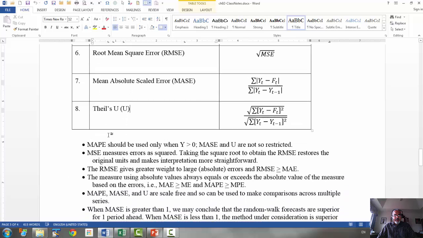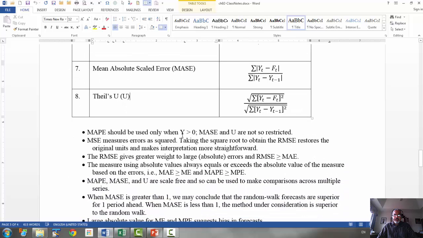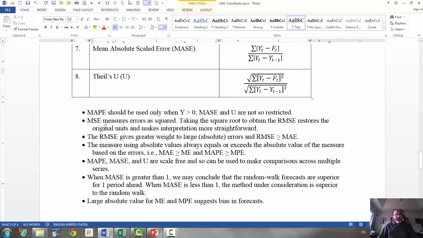Okay. Now let's go to the Word document and look at some additional information about these error measures. So mean absolute percent error should be used only when the y's are greater than 0. Otherwise we end up with negative values. But MASE and U are not so restricted. Now, MSE measures squared error, and therefore MSE's unit is the square of the actual values. So that's the reason why we take the root mean square, or square root of MSE, and that brings the original units back, and the interpretation is more straightforward with RMSE.